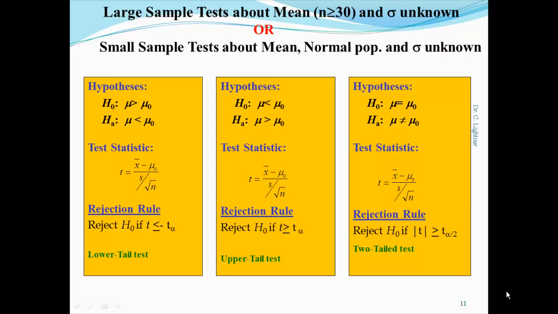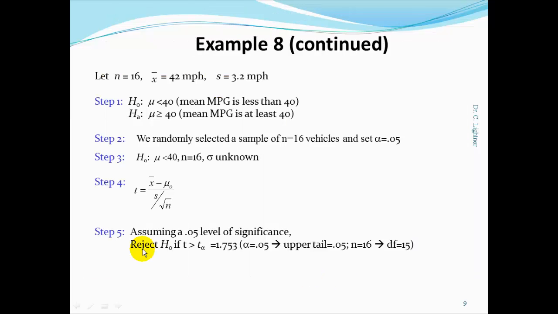Since our null hypothesis is the population mean is less than 40, this second box is similar to our null hypothesis. So we should use the test statistic and rejection rule stated in this box for our problem. In step 4, we write down our test statistic, and in step 5, we write down our rejection rule.